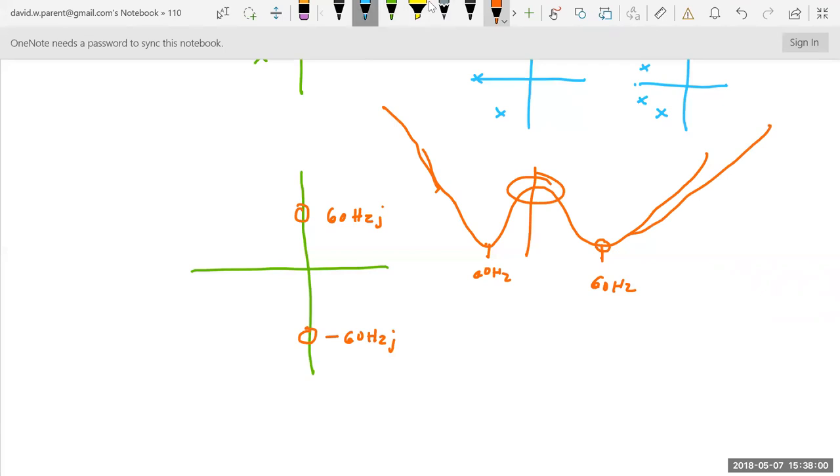Well, what you do is you put a pole really close. And of course, the closer it is, the sharper. I mean, the closer this is. So this is going to zero, this is going to infinity. And what you can get is this shape. All right.